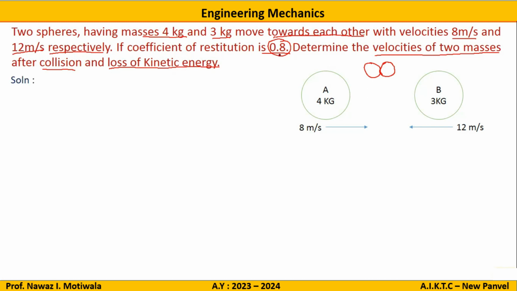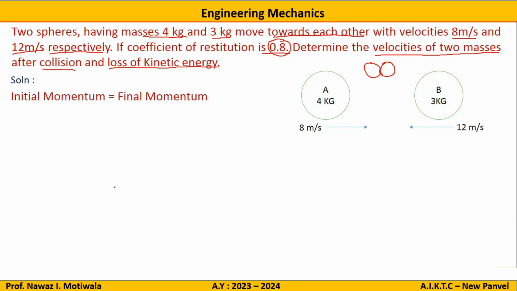So we have seen in our previous discussion that when E is between 0 and 1, that is, as in this case it is 0.8, we have two things to be remembered. The first thing was momentum is conserved, that is initial momentum is equal to final momentum, and second thing is there is a change in kinetic energy. So let's start with the first point, that is initial momentum equal to final momentum.